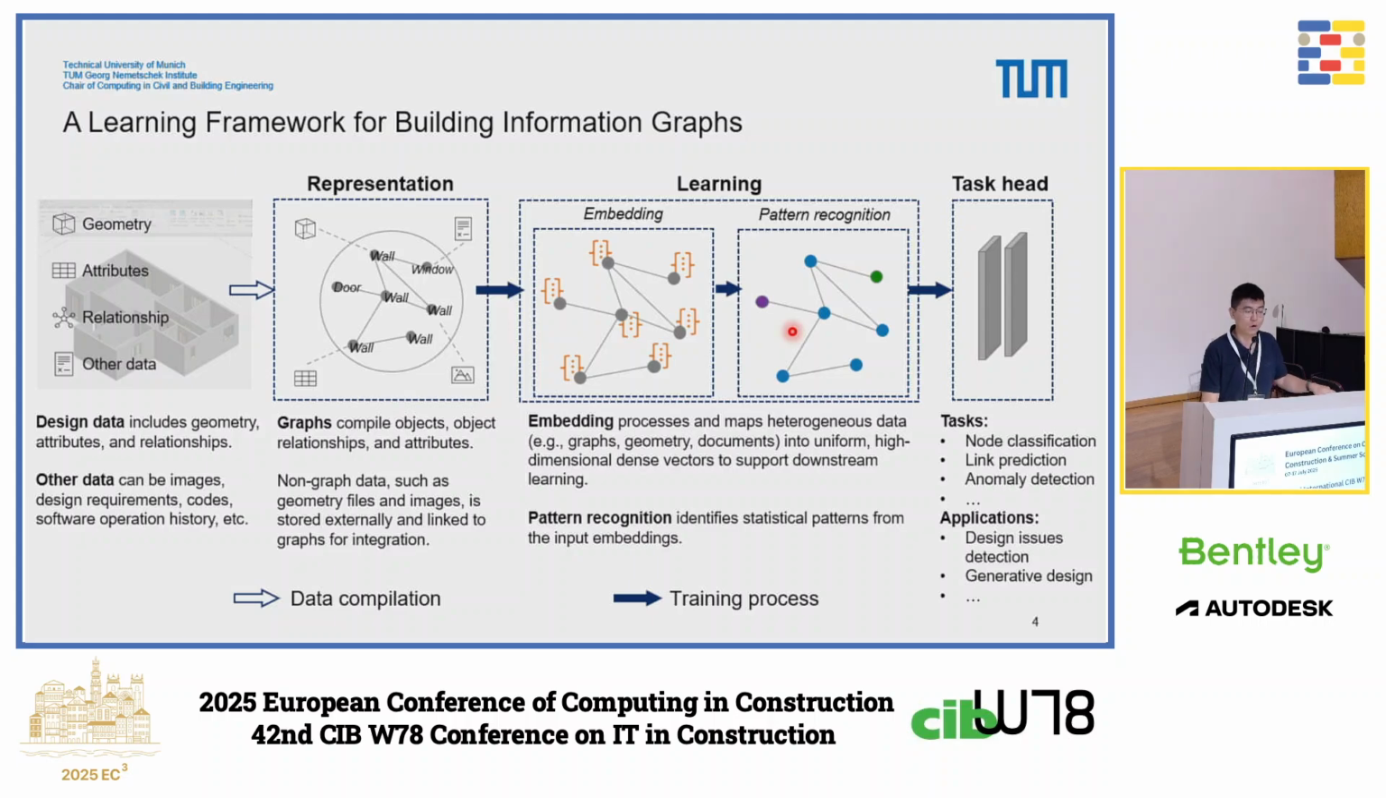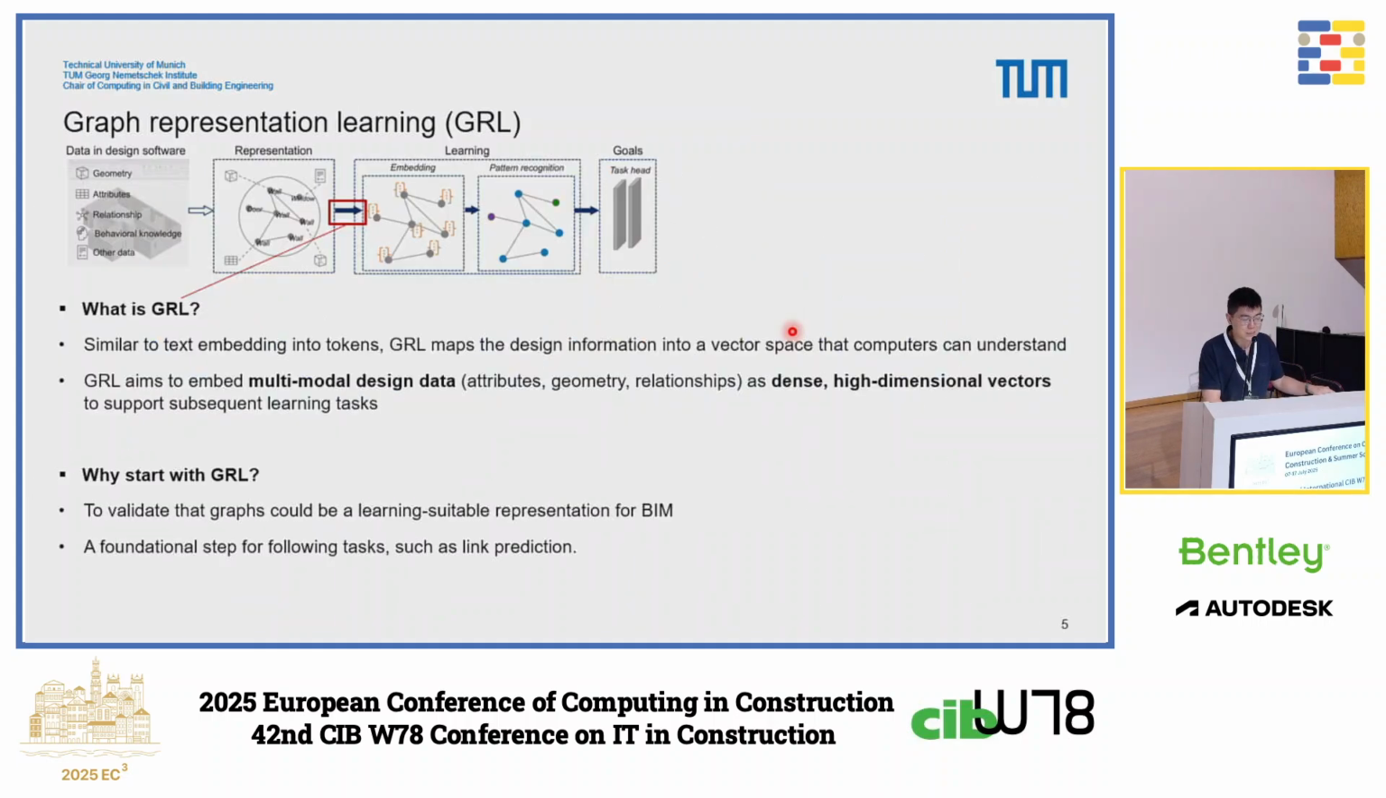This is the framework of building information graphs. And in this conference paper, we explore the first part, graph representation learning, just similar to embedding tokens. Graph representation learning aims to map design information, those heterogeneous data, including attributes, geometries, and relationships, into a uniform, dense vector space that can, ideally, be understood by computers.